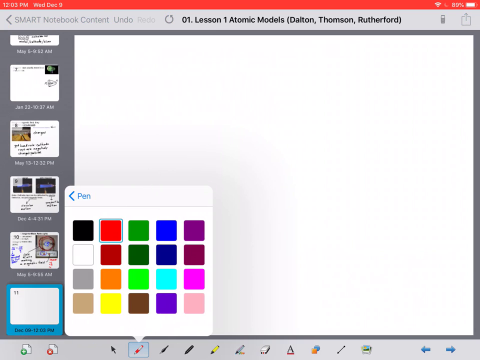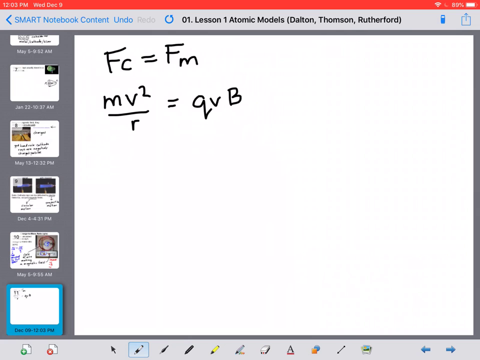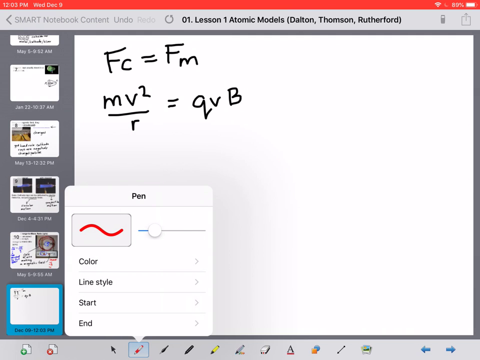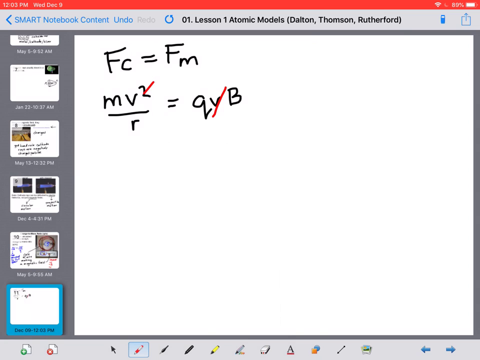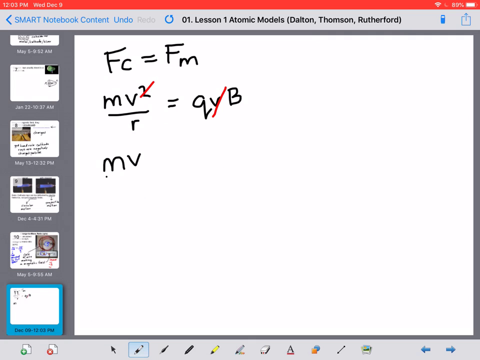So this is what he did. He would say, okay, we have charged particles in a magnetic field. Whenever we have charged particles in a magnetic field, we start with Fc equals Fm. Fc is mv squared over r, and Fm is qvb. And then what we'll do is we'll cancel out v. So right here, this speed cancels with one of these speeds. And then we'll rewrite what we have. So mv over r equals qB.